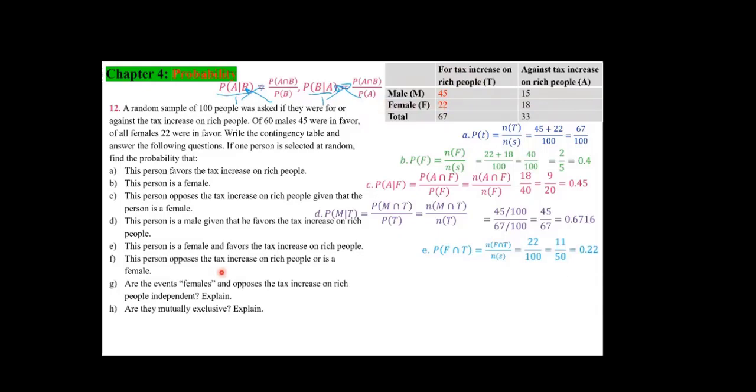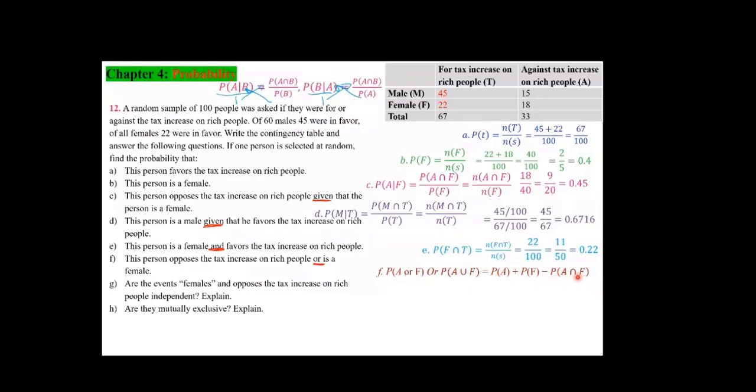The next one, this person opposes the tax increase on rich people, or, this is an or statement. This one is an or statement. This one was an and statement. This one a conditional probability. The or statement, the probability of A union B is probability of A plus probability of B minus the probability of A intersection B. In this case, the probability of A or F, probability of A union F, by that formula becomes probability of A plus probability of F minus the probability of A intersection F.